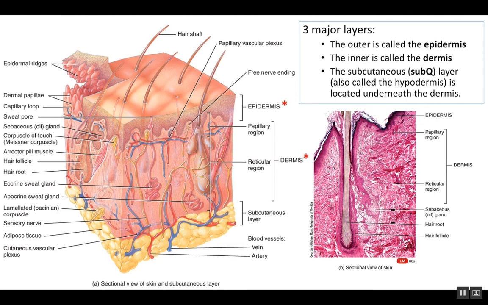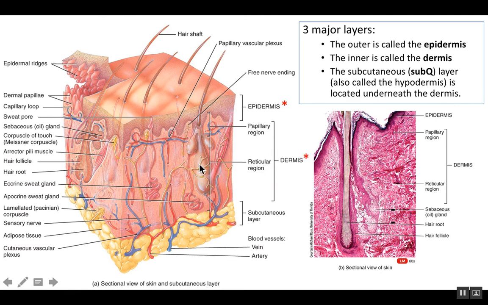If we move deeper, we would then reach the dermis, and the dermis is made up of a lot of different tissues, primarily connective tissues. We're going to learn a little more about the dermis in another lecture, but it actually has a couple different regions to it, a papillary region and a reticular region.